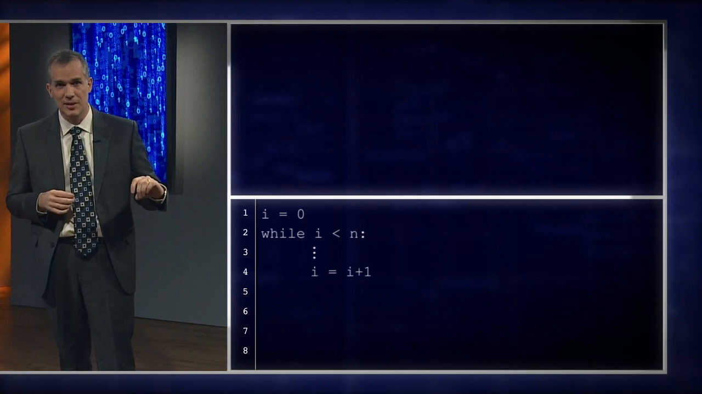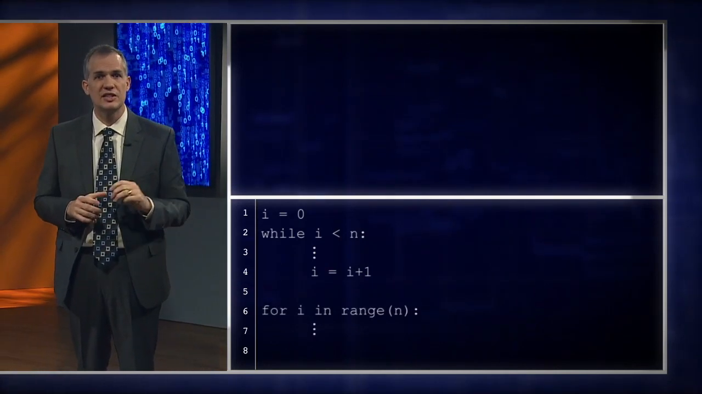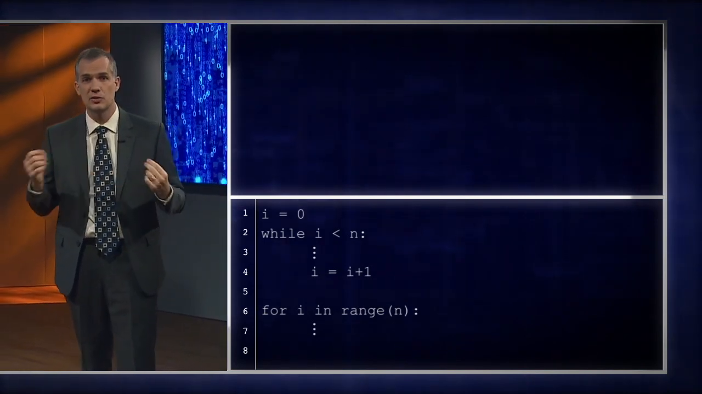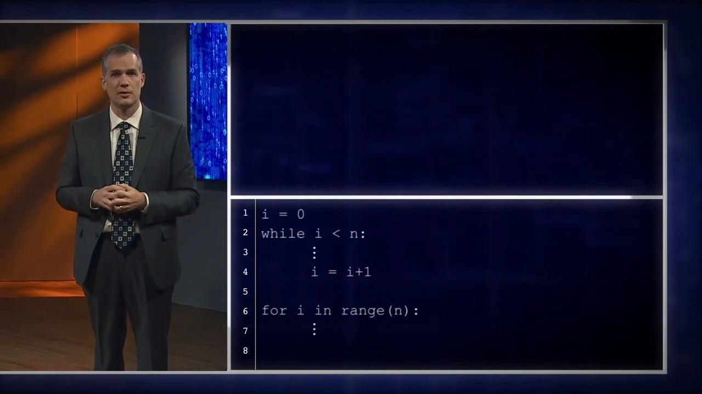We can write this same loop using a for loop, like you see here. These two loops do the exact same thing. The iterator I is still going to take on the values 0 through n-1 as we go through the loop.